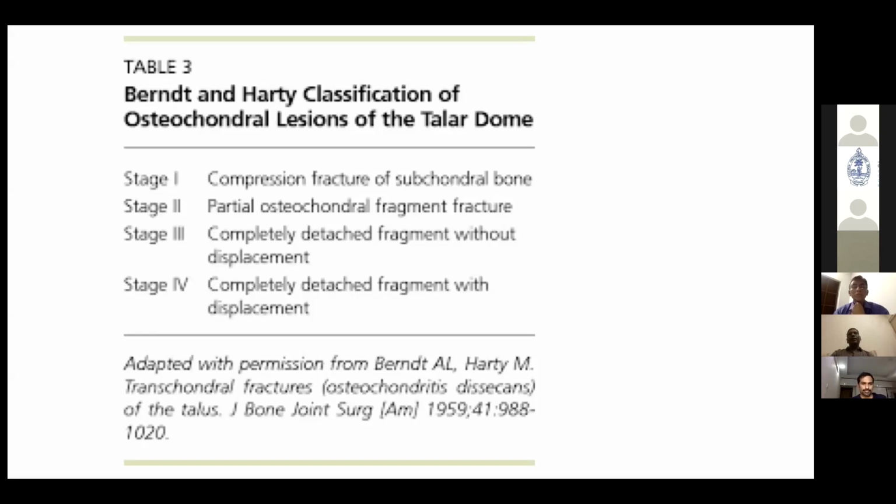Coming to the treatment part. In initial stages, you can go for conservative, non-operative treatment. In completely detached and displaced fragments, you can either try primary fixation, then excision and curettage, then osteochondral grafting, autografting, and ACI. These are the different treatments described for this condition.